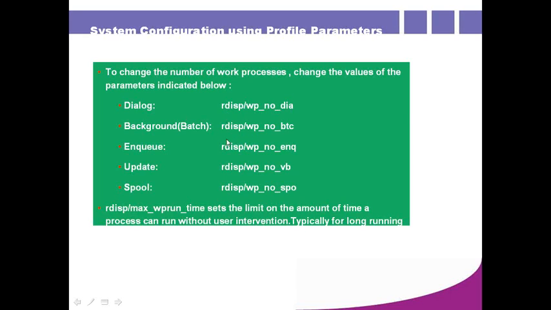See, all these parameters are the same except the last word. If it is dia, this is for dialog work process. If it is BTC, this is for background. If it is NQ, it is for ENQ. If it is VB, it is update. If it is spool, it is SP. Can you grab the screen, please? We need to learn these parameters by heart, like our transaction codes.